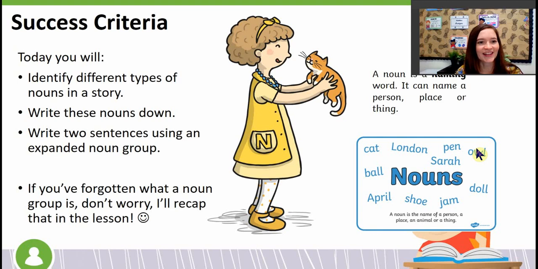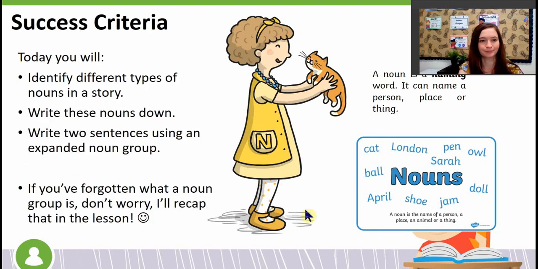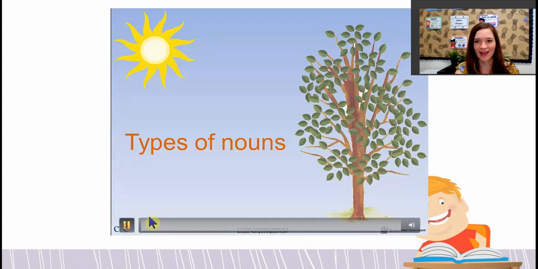Okay, to be successful today, you are going to identify different types of nouns in a story. So we're going to be looking at, what were the 2 called? Common and proper nouns. You're going to write down the nouns that you can find, and then you're going to write 2 sentences using an expanded noun group. If you've forgotten what that means, don't worry, I'm going to recap the noun groups later in the lesson. Okay, so now we're going to watch a lovely video on different types of nouns.